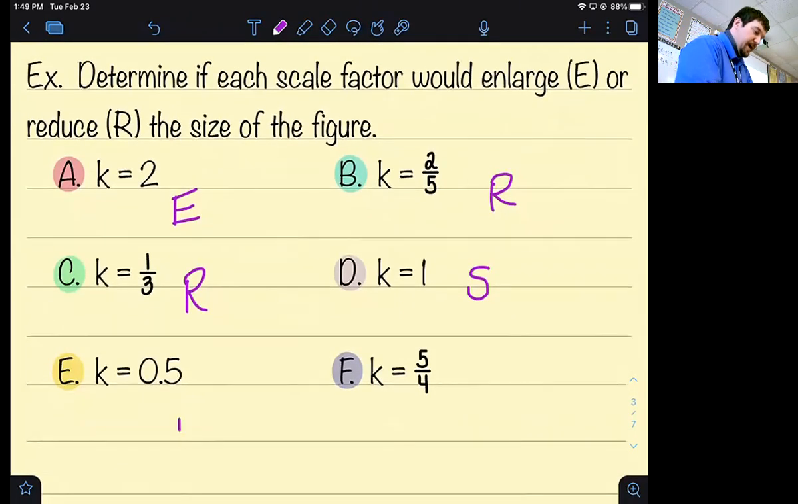0.5. Same as a half. 5/4. Enlarged. Even though it's a fraction, it's an improper fraction, larger than 1, so it would actually increase the size of the shape.